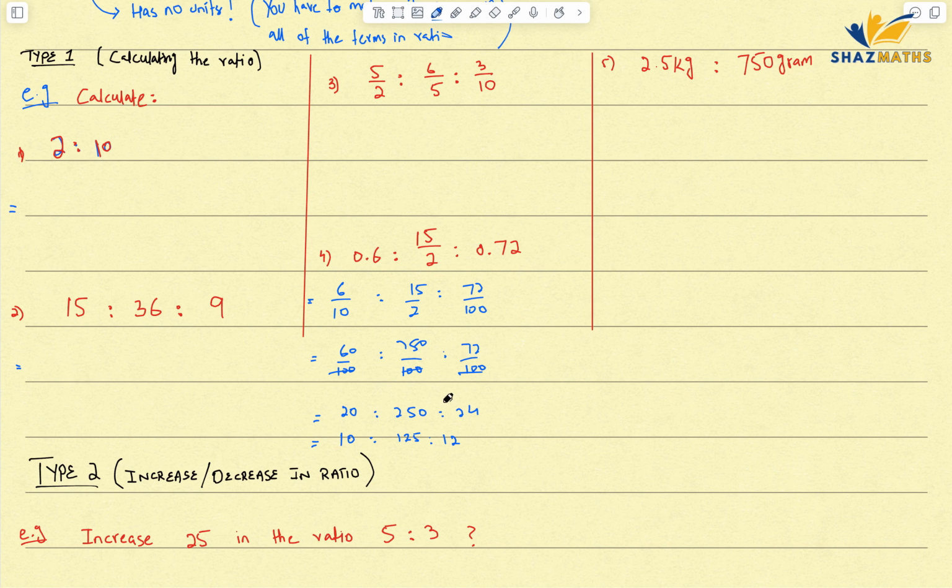And in this one, if I quickly do it, I have to make the unit same so that I can cancel out the units. So converting this into grams first, it would be 2500 grams ratio 750 grams, and then afterwards you can simplify it. So I'll leave you guys to it.